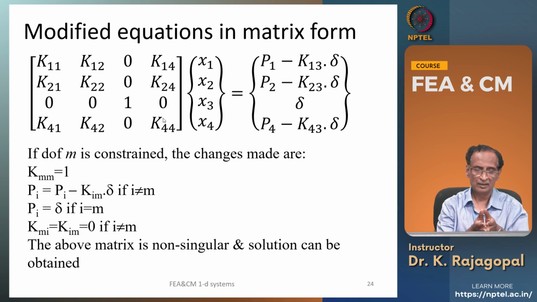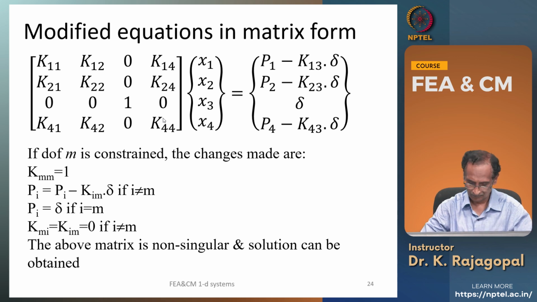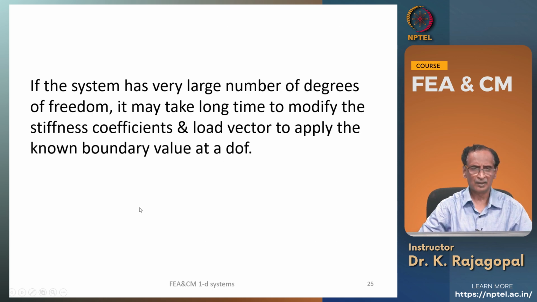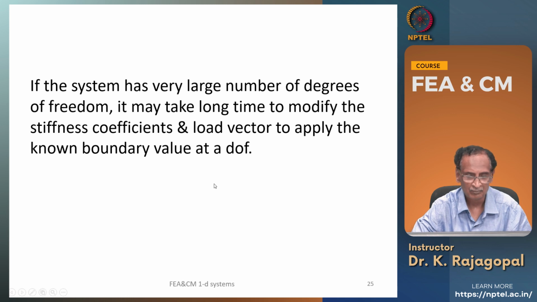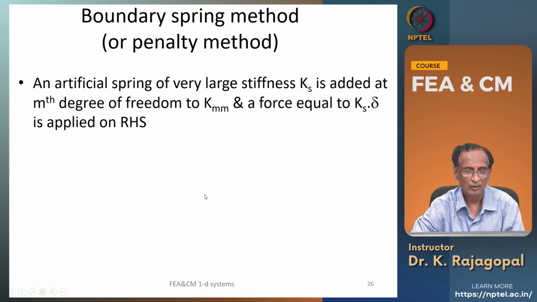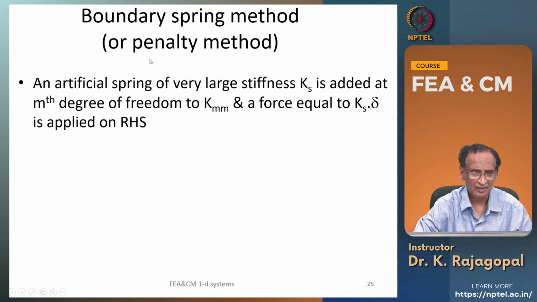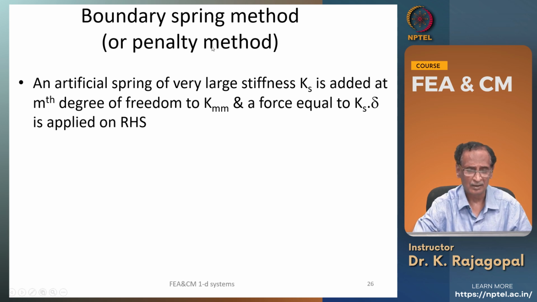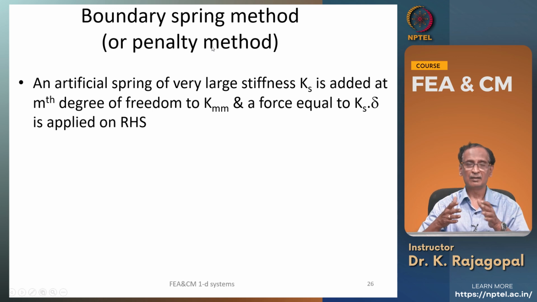Okay. By eliminating this degree of freedom x3, we can do this. Okay. So, if the system has a very large number of degrees of freedom, it may take a very long time to modify each of these stiffness coefficients and the load vector, and so we should have some other method for applying similar constraints, and that is called the boundary spring method. Okay. And it is also called the penalty method, because on the system we apply some penalty so that we can enforce what we want.